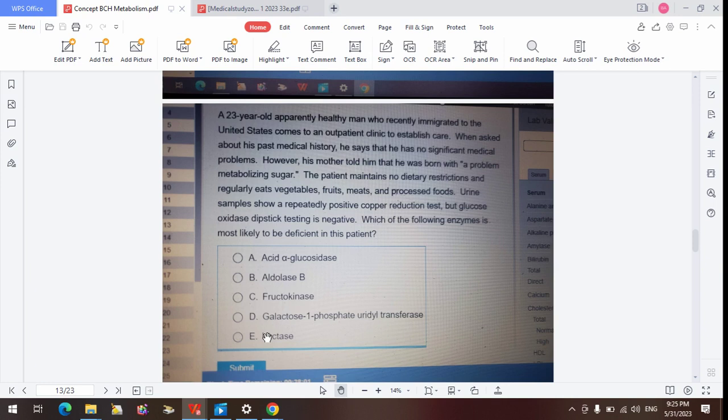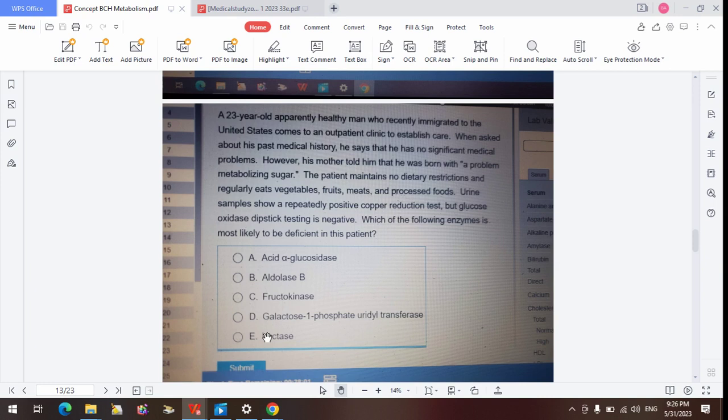So they said a 23-year-old apparently healthy person, and his mother told him he was born with a problem metabolizing sugar. He takes vegetables, fruit, meat, processed food, and is still all right. They did a urine test and it was positive for copper reduction. So that means there's a reducing sugar there. Glucose is a reducing sugar, galactose is a reducing sugar, fructose is a reducing sugar. But the glucose oxidase dipstick testing is negative. The dipstick test for glucose is only specific to glucose. It doesn't detect fructose. So which of the following enzymes is more likely deficient in this patient?